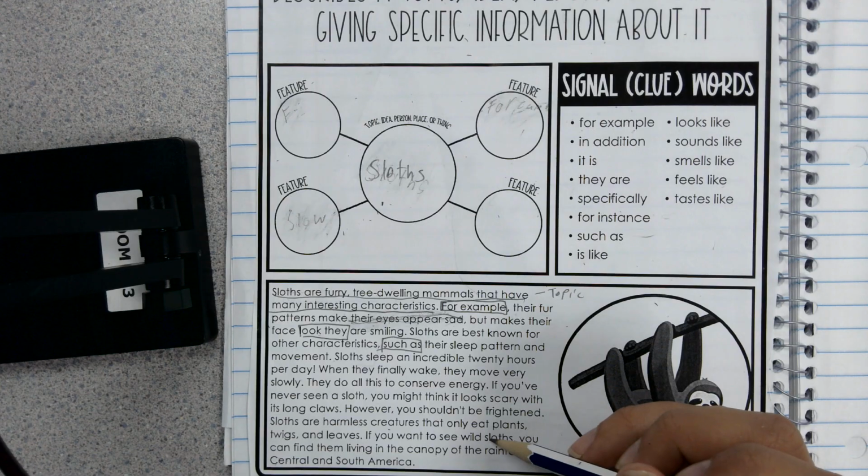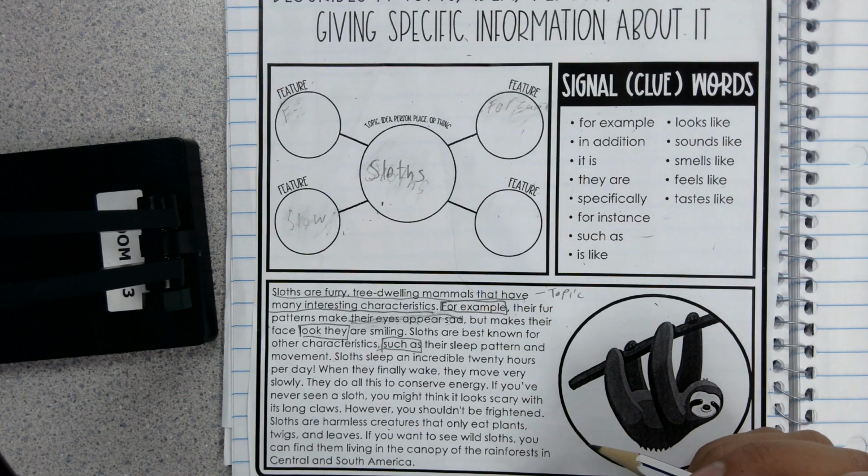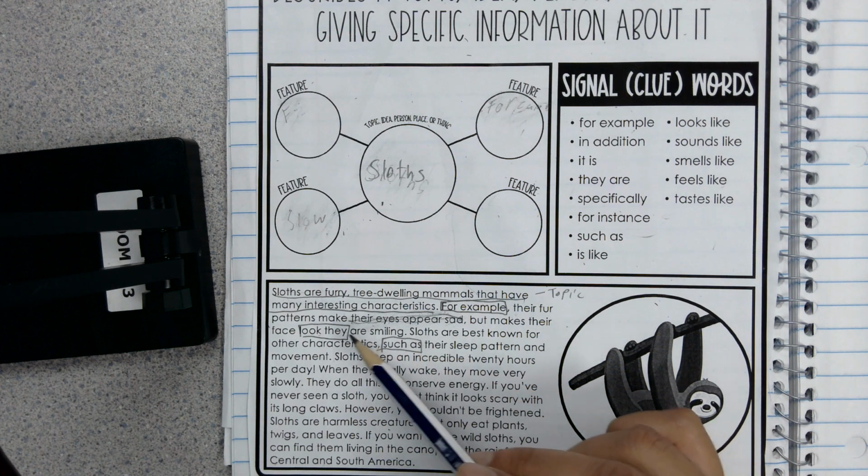If you want to see wild sloths, you can find them living in the canopy of the rainforest in Central and South America. Okay, so I'm just going to make sure that I didn't miss any other signal words, right? So it's talked about a lot of its looks.